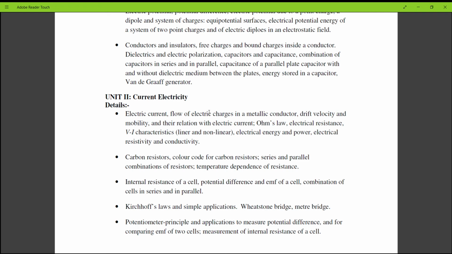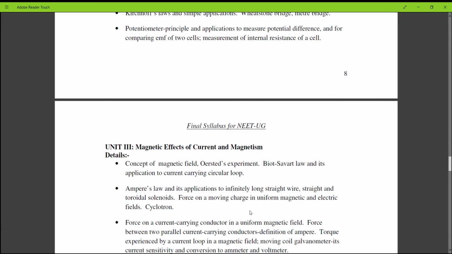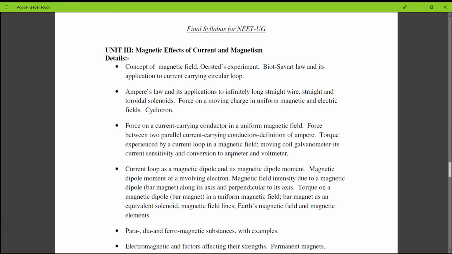Wheatstone bridge, meter bridge, potentiometer principle and application to measure potential difference and for comparing EMF of two cells, measurement of internal resistance of a cell. Then unit 3, magnetic effect of current and magnetism.